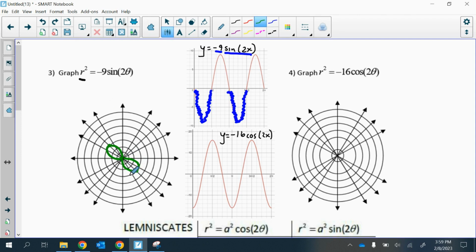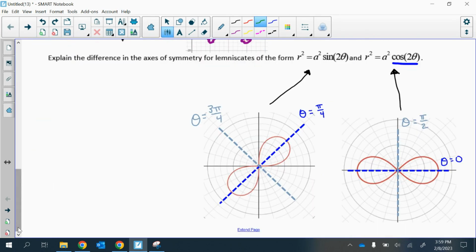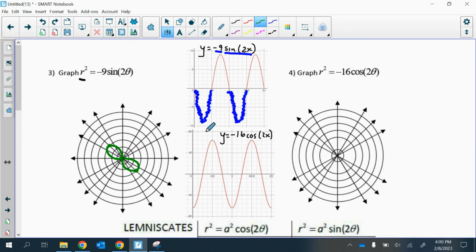So what we notice is we have another infinity sign. It's just tilted the other way. So we had one that was in the first and third quadrants of the rectangular coordinate system. Here we have one that's in the second and fourth quadrants.